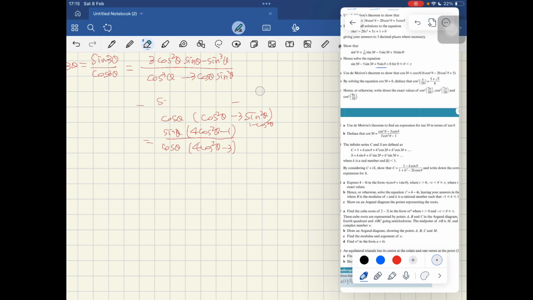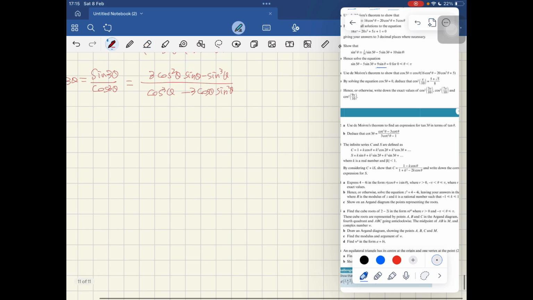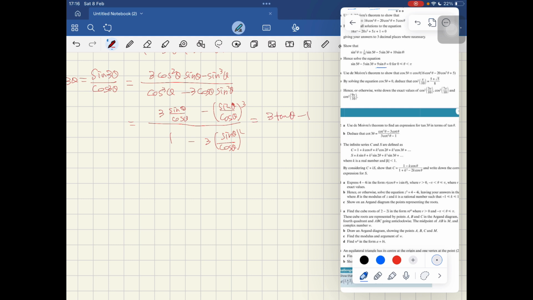Then I will delete all of this and divide everything by cos cubed theta. So cos cubed theta times (3 sine theta over cos theta minus sine cubed theta over cos cubed theta), over 1 minus 3 sine squared theta over cos squared theta. So tan 3 theta is (3 tan theta minus tan cubed theta) over (1 minus 3 tan squared theta).